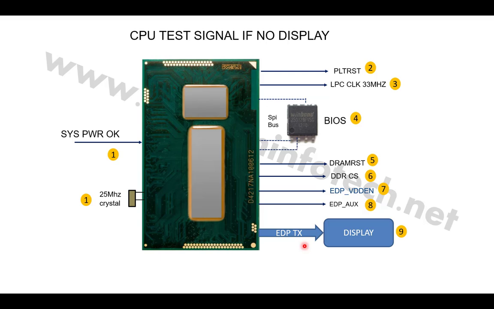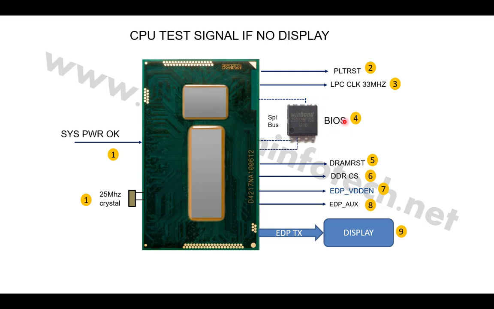Okay, so if in your laptop the display is not coming but the laptop is powering on, then in that case you have to check all these signals step by step. First you have to check the system power okay signal, then you have to check PLD reset. If system power okay is coming but PLD reset is not coming, then the CPU is suspected. Then you have to check the clock. The crystal is connected here, 25 megahertz. If this clock is not coming, you have to check the crystal. If the crystal is okay but the clock is not coming, the CPU is bad.